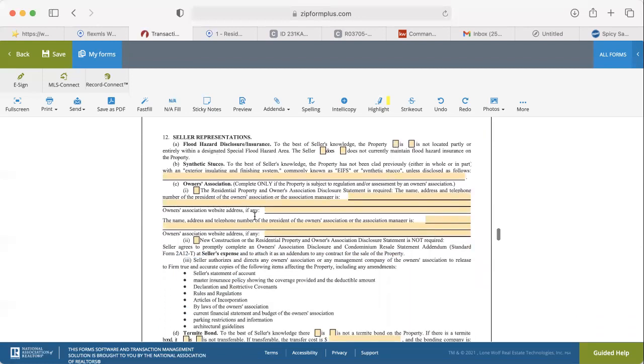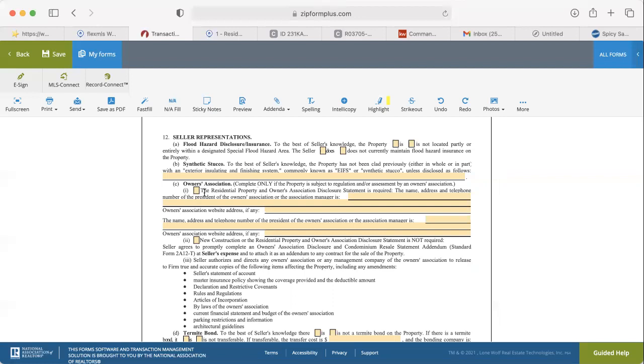Number 12 talks about seller representation. So the seller saying we are or we are not in a flood zone. And we do or we do not carry flood insurance. B talks about synthetic stucco, which is also known as EIFS. That says, as far as they know, there is or it was or was not any synthetic stucco on the exterior of this house.